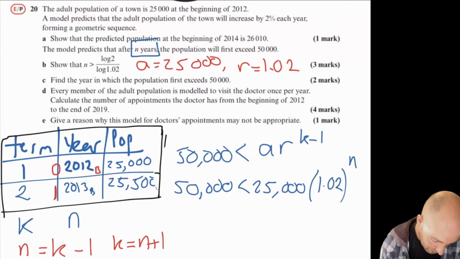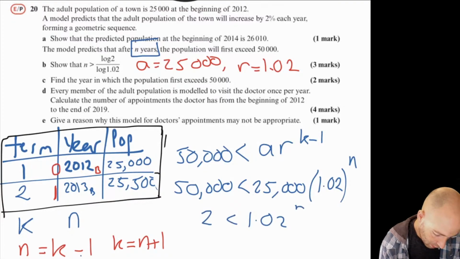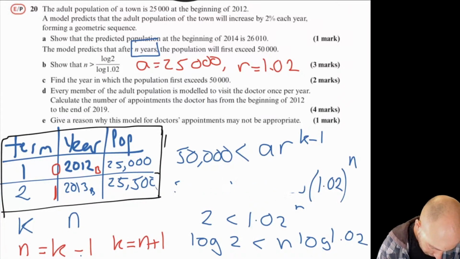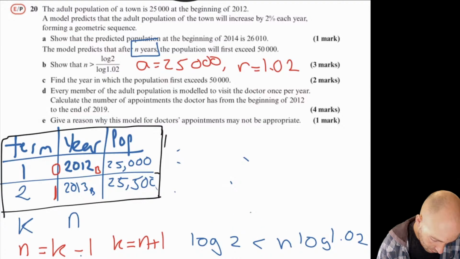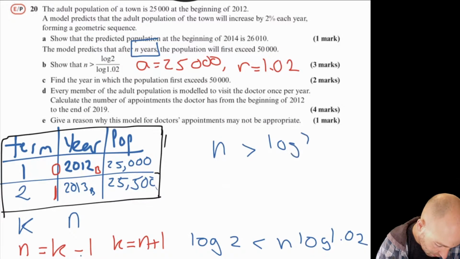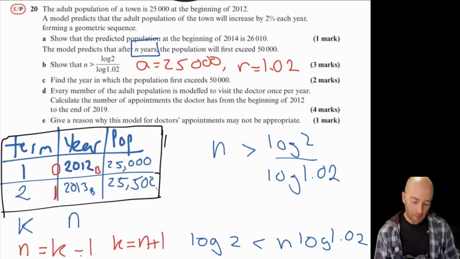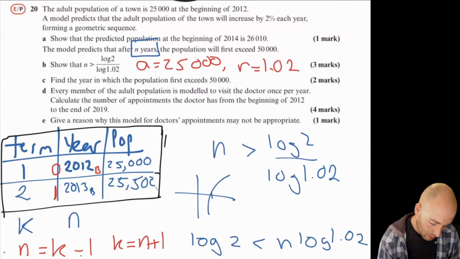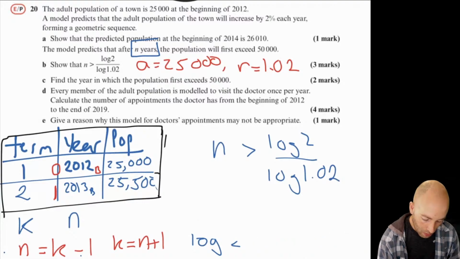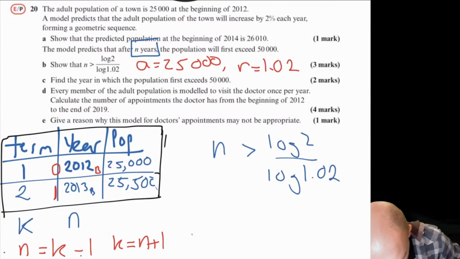So if I divide by 25,000, I'm going to get 2 is less than 1.02 to the power n. I'm going to log both sides. Log 2 less than n log 1.02. So I used a bit of power rule in there as well. And to rearrange and solve this, we divide by log 1.02, so we get n greater than log 2 over log 1.02. Remember log crosses at 1, so that is a positive, so we don't need to do any sign changing in this one. And that is the thing they wanted us to show, so that's good.